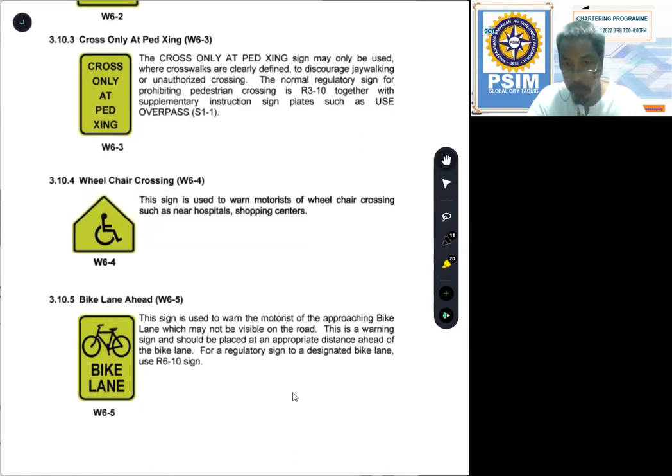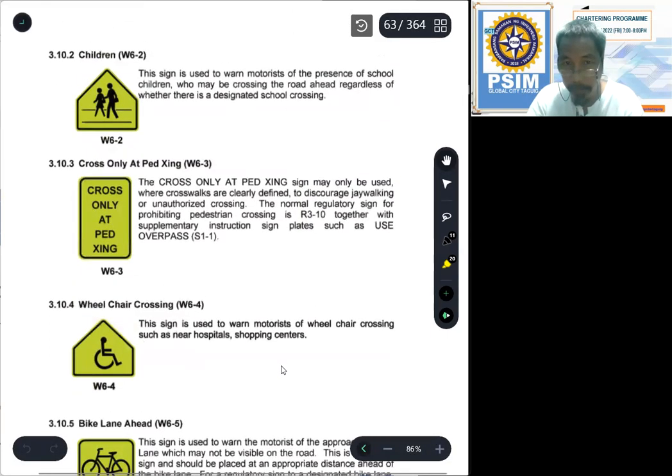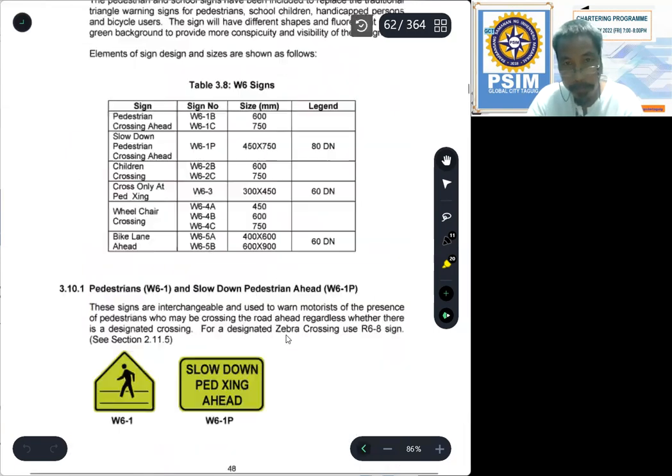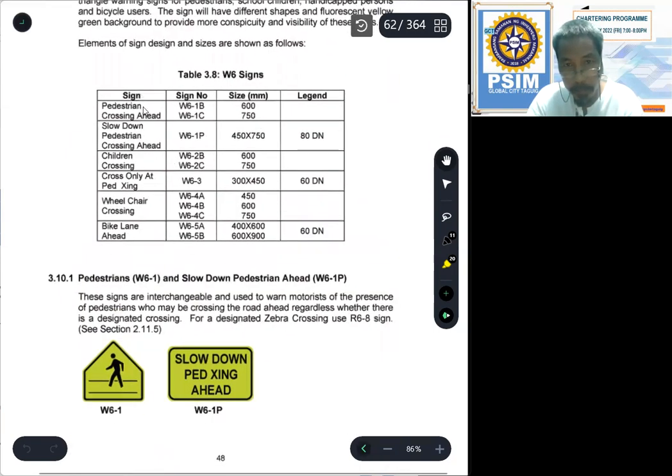So there are 5 of them. Bike lane ahead, pedestrian crossing ahead, slow down. Then children crossing, cross only at pedestrian crossing, wheelchair crossing, and bike lane ahead. So there are 5.